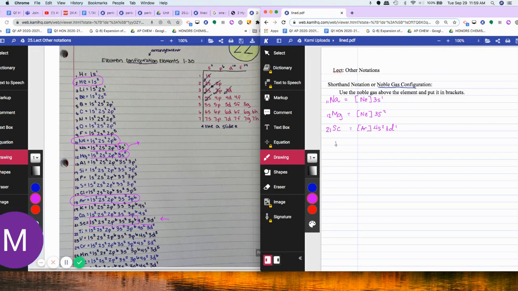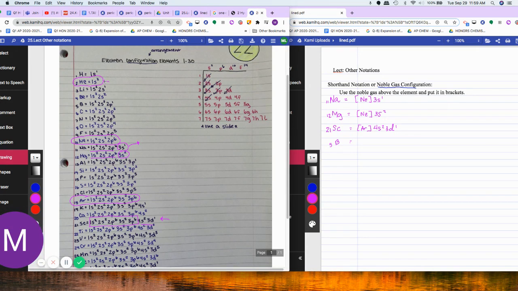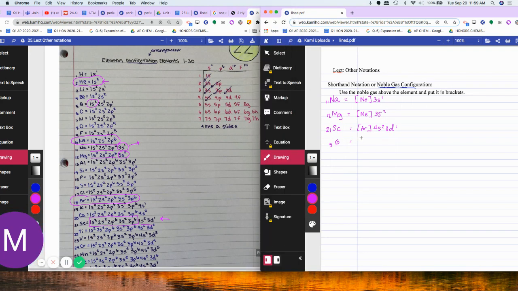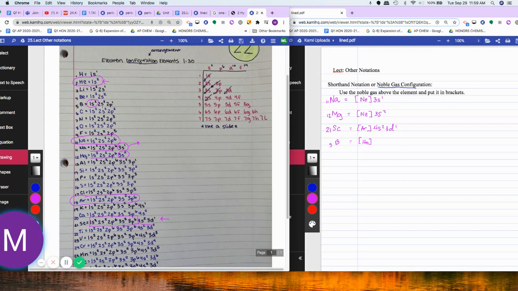Why don't you try boron? Boron is number 5. Pause the video and do that one. Okay, so for boron, the noble gas is helium, which is not very much help. So instead of writing 1s2, I would write helium. And then the leftover would be 2s2, 2p1.